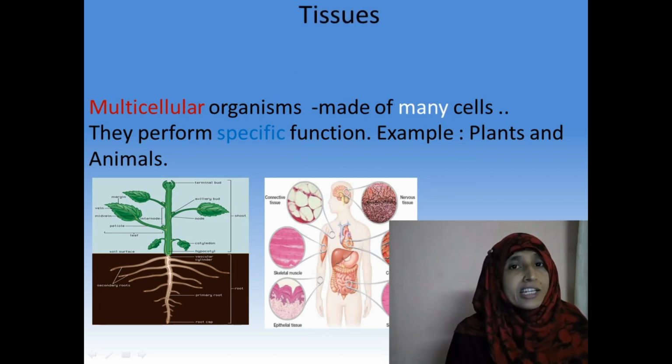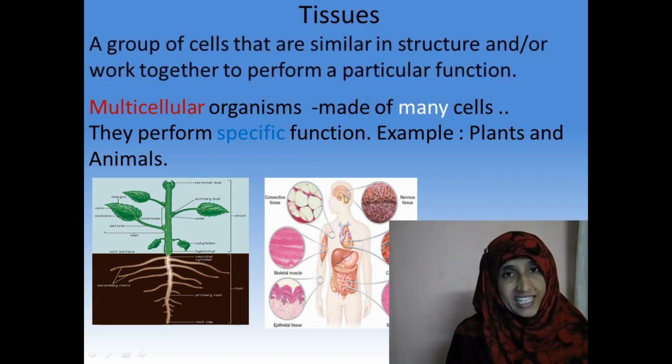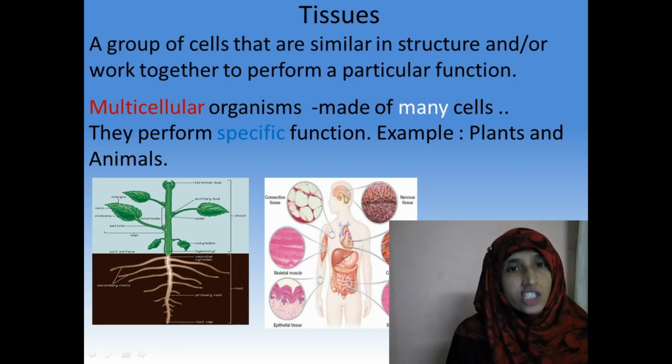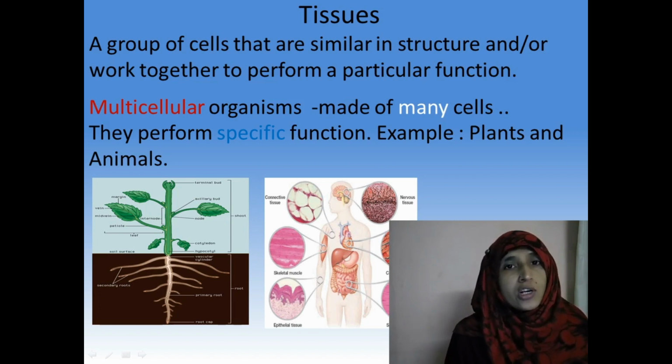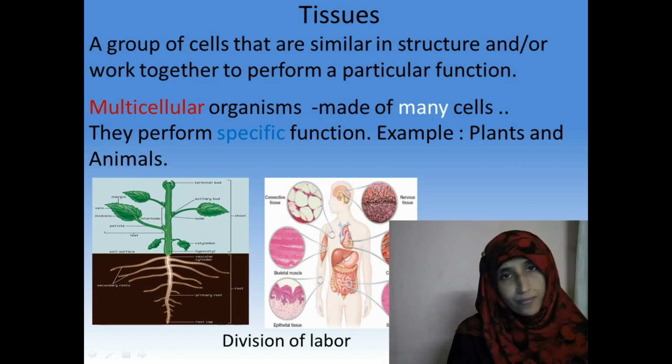Now, let's define what we call tissues. You must have heard this, right? Tissues. What are tissues? These are nothing but a group of cells that are similar in structure and work together to perform a particular function. Okay, these are tissues. So, now let's see why these tissues are required. These are required so that the body performs efficiently in a coordinated and timely manner.